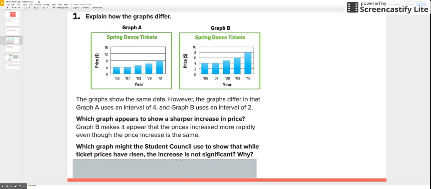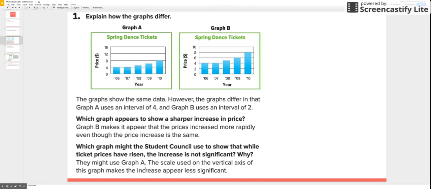All right, and now the next question. Which graph might the student council use to show that while ticket prices have risen, the increase is not significant, and why? If I'm trying to convince a group of people that the price increase is not that much over time, which graph am I going to use? I'm going to use this first one because it doesn't look like the ticket price increased by too much, whereas the second one looks like the ticket price increased by a lot. So they might use graph A. The scale used in the vertical axis of this graph makes the increase appear less significant.